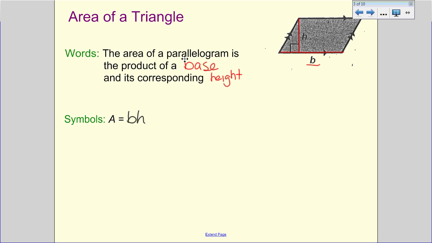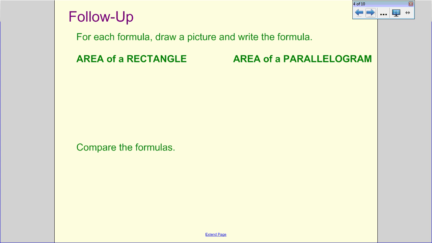But the difference here is the height is not a side. So it's kind of like your triangles, where your height was given inside or outside of the triangle. It's going to be the same thing for your parallelograms. So for our follow-up, for each, we want to draw a picture, and we want to write the formulas. We're going to save this activity because I want to visualize this with you guys in class and show you why we can compare these two formulas.